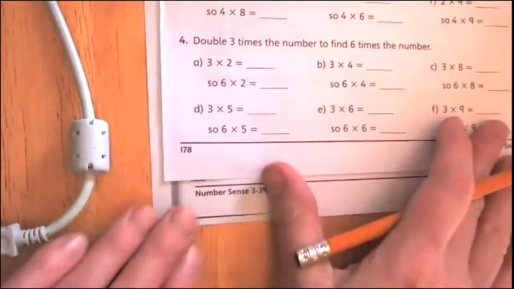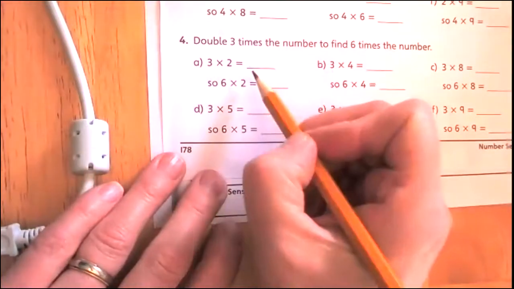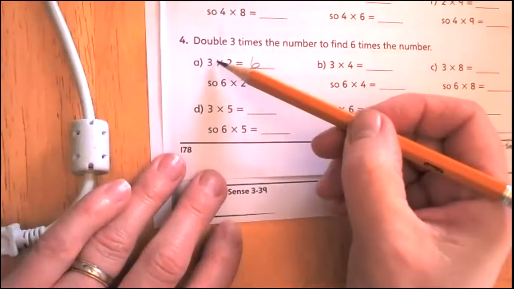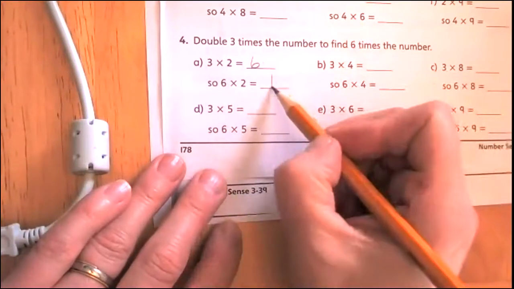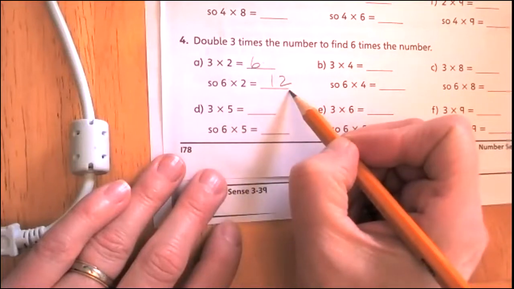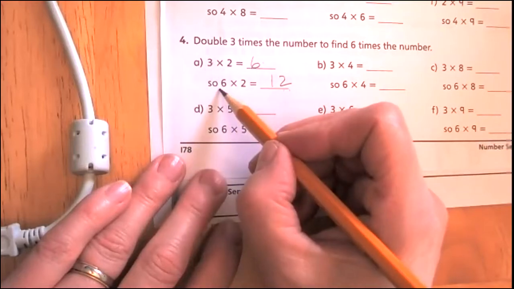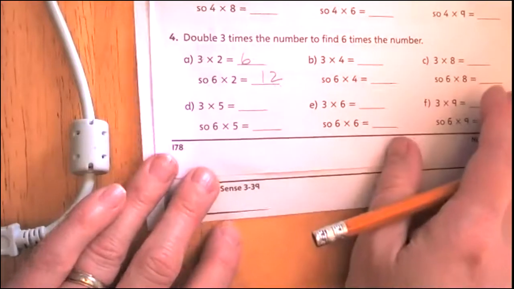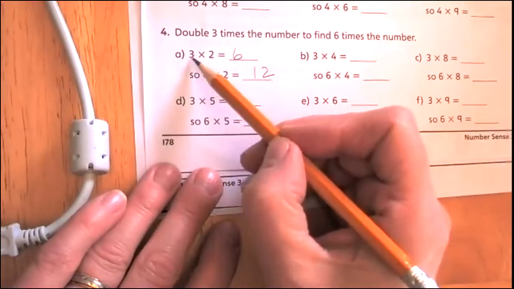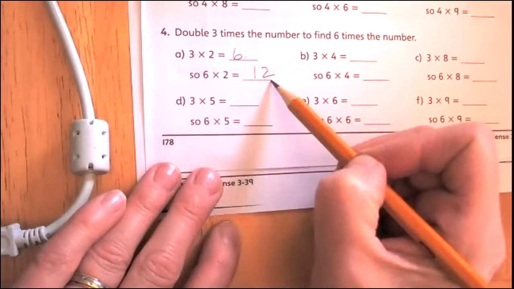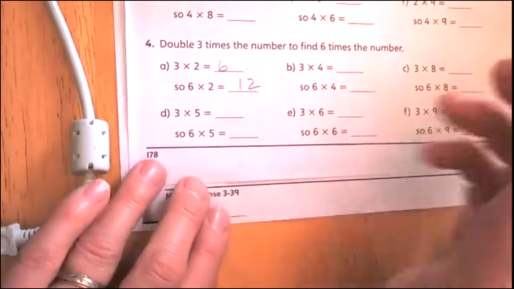Okay. And you can do that with the 3s as well. So 3 times 2 we know is 6. But I want to double the 6, which is 12. So 6 times 2 is 12. You're just doubling because I'm doubling the 3, doubling the 6. So doubling 3 makes 6. So 3 times 2 is 6. 6 times 2 is 12. I know it sounds a little complicated, but it's not too bad.